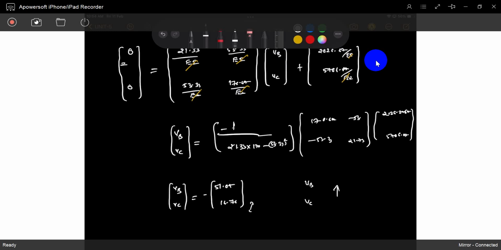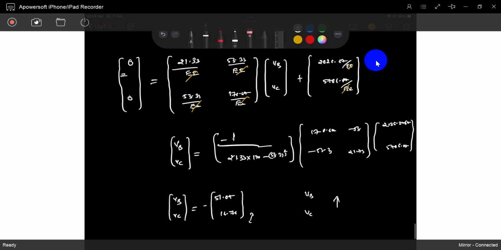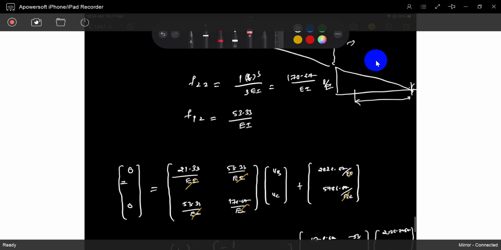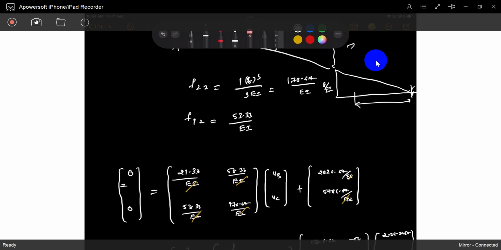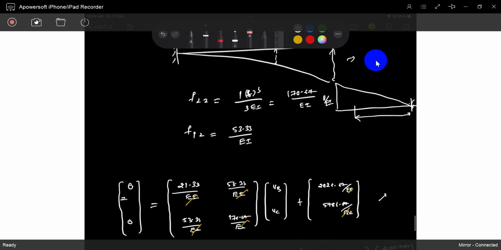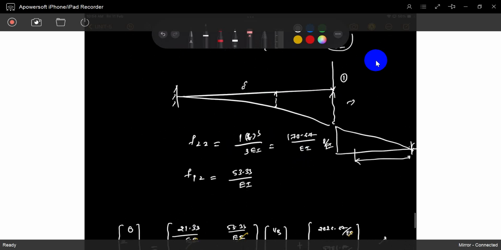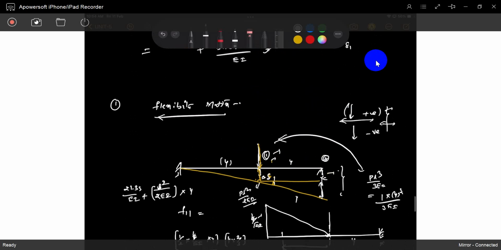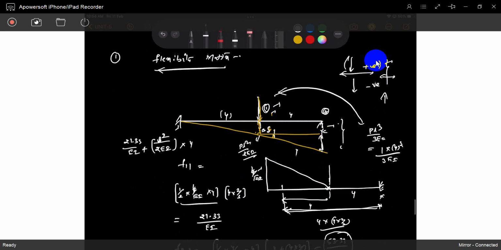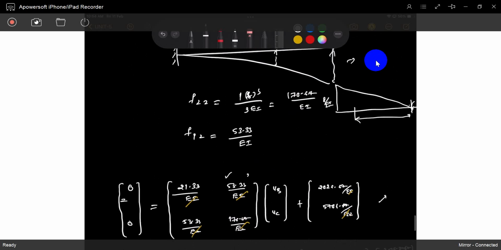That's it. That's the idea. That's why if you take everything in the same direction, you will get the final forces in one direction. You can assume which direction it is. The same thing here: if you take upward as positive, the flexibility matrix doesn't change. This value doesn't change.